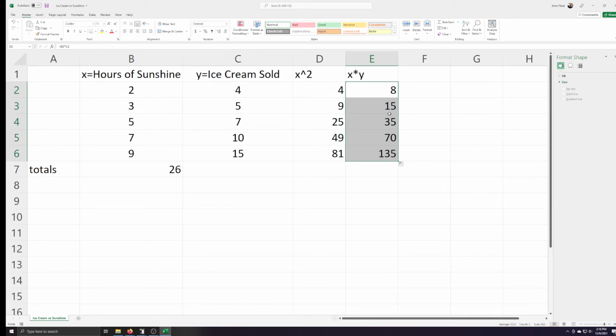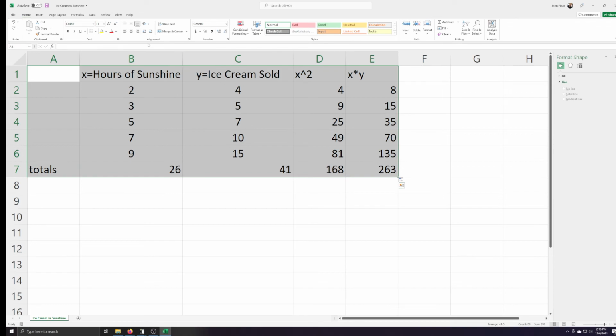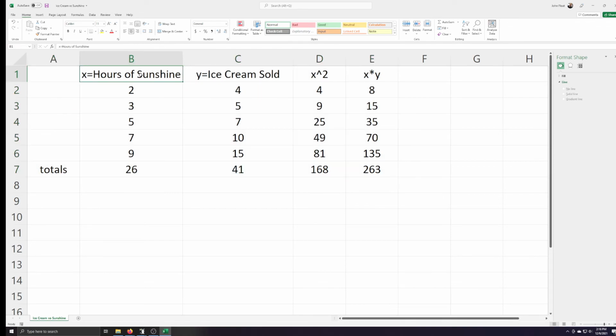So there's 8, 15, 35, 70, 135. And like I said, if you already did the sum row, just grab it and scroll it over, and it gives you all the sums. The only thing I like to do, because I'm very pet peeve about this, is I like to have everything nice and organized and bolded appropriately.